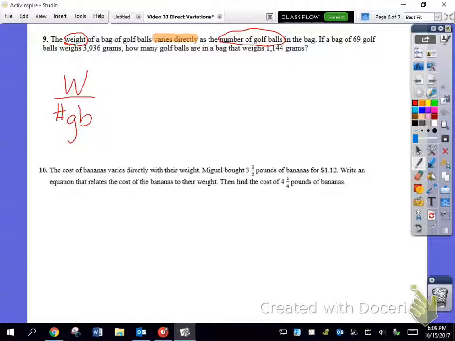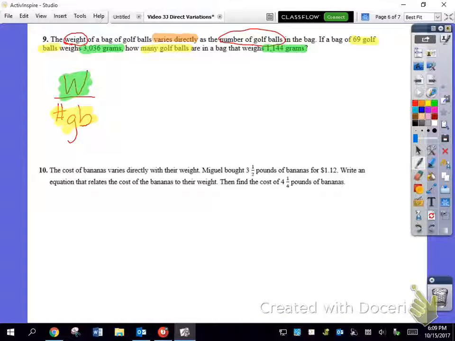Okay, so this is weight to the number of golf balls. Let's go and look through our problem. If the bag of 69 golf balls, so there's 69 golf balls, and then this is 3,036 grams, that's my weight. How many golf balls are in there if there's 1,044 grams? So this is how many golf balls.